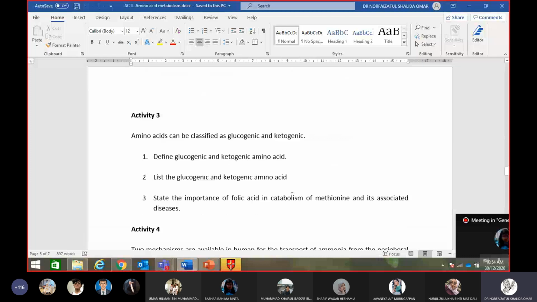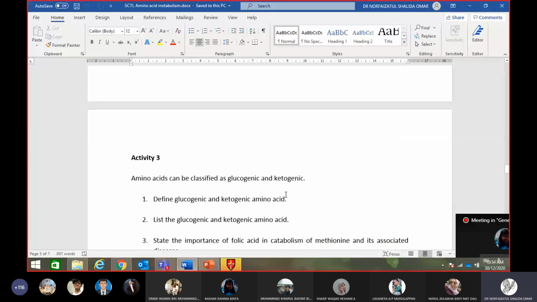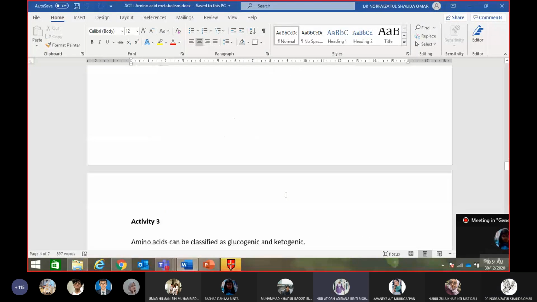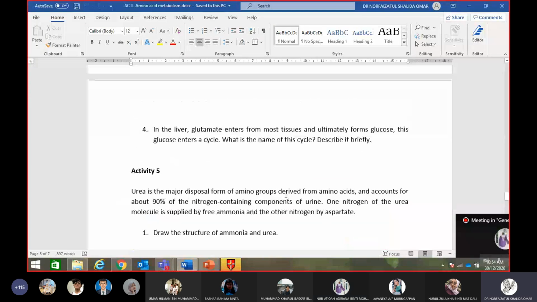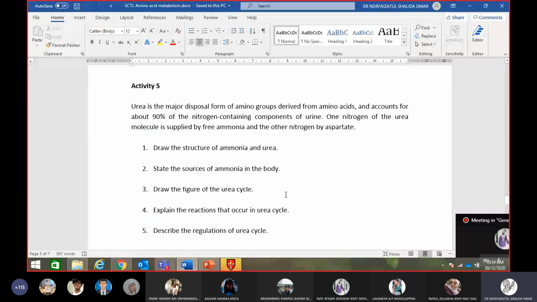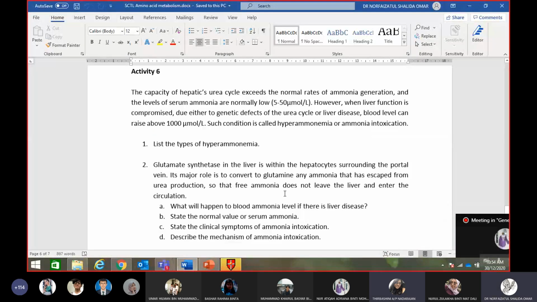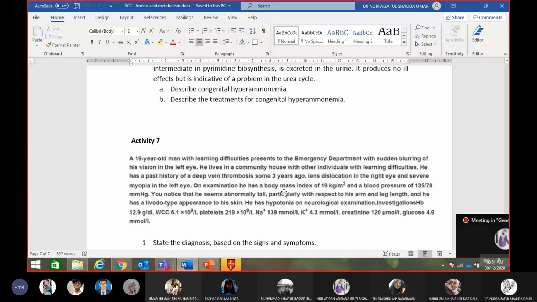Which group is presenting and which activity? M14 will present activity 5. And the other one? M17 will present activity 7.